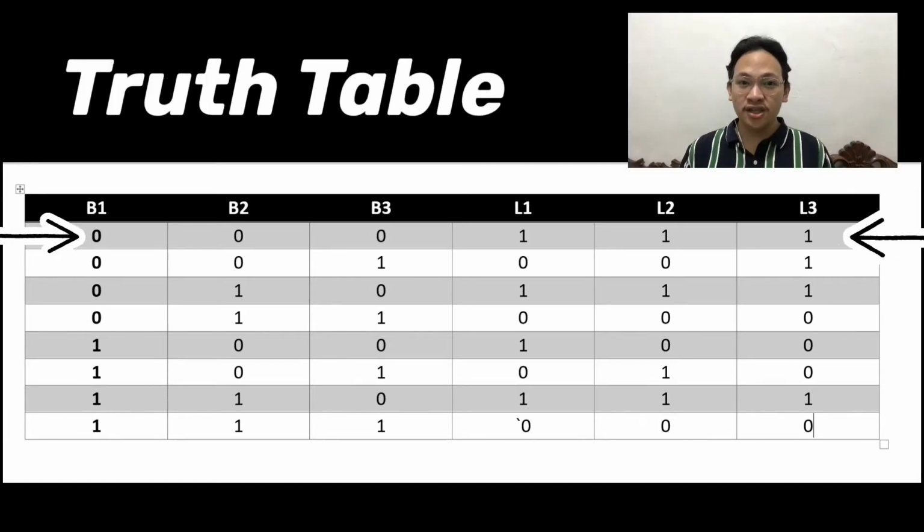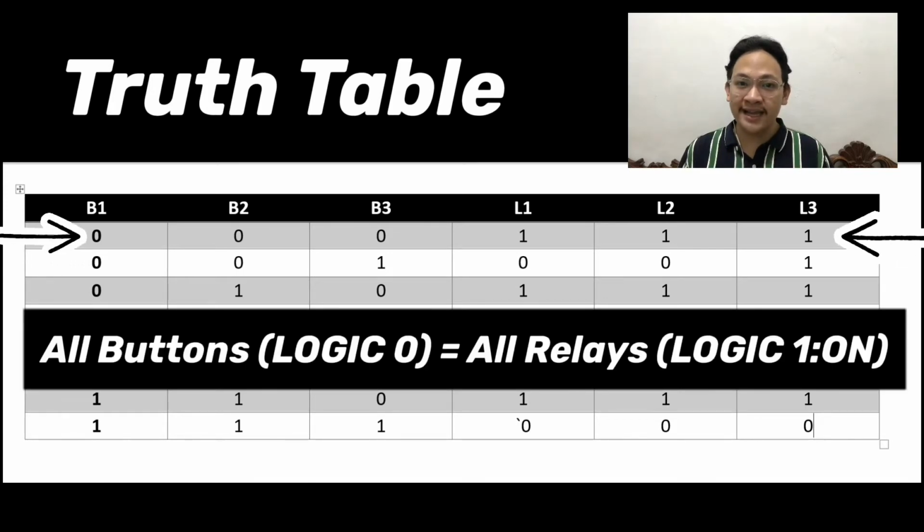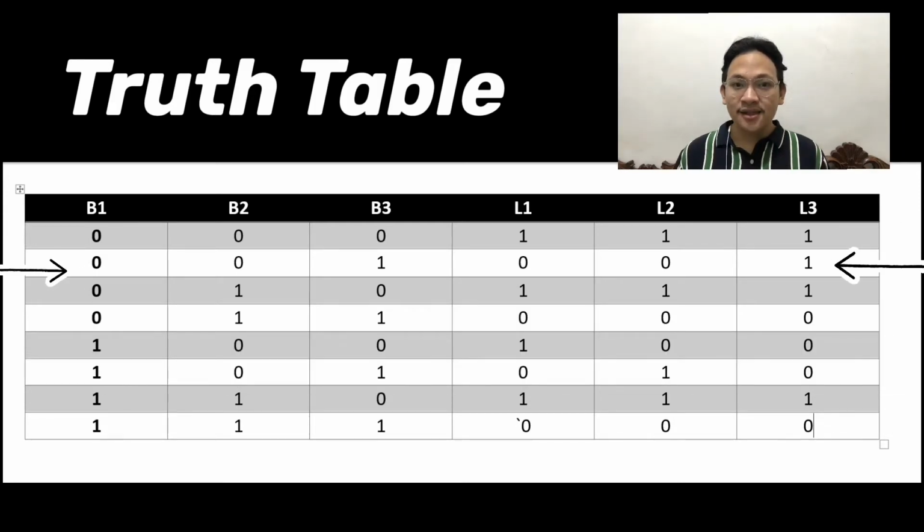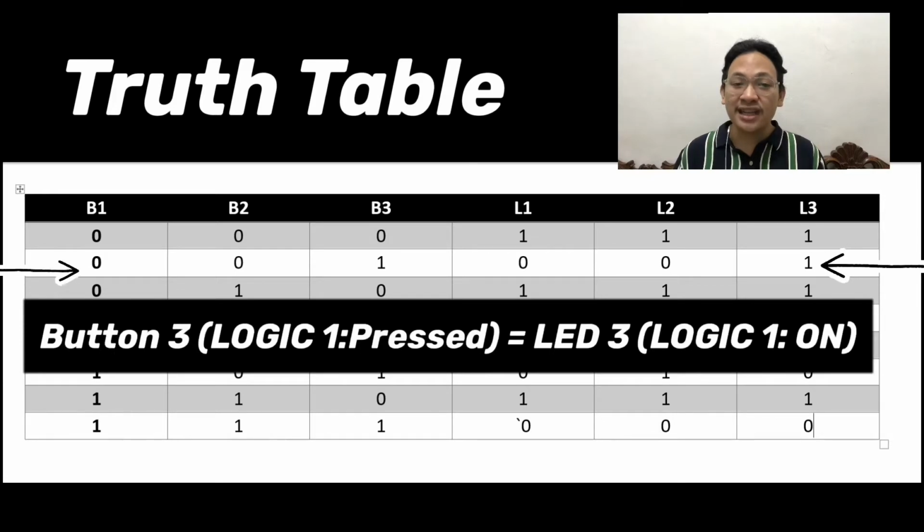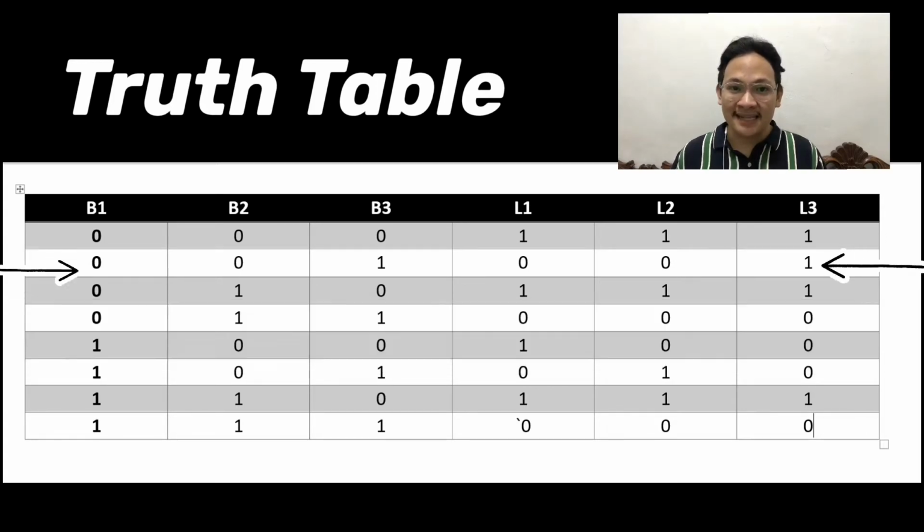For our first condition, when all buttons or inputs are unpressed or in a logic 0 state, our outputs or relays are in a logic 1 state, which means they are all turned on. Next, when button 1 and button 2 are in a logic 0 state and button 3 is in a logic 1 state, our output will produce the LED in a logic 1 state.